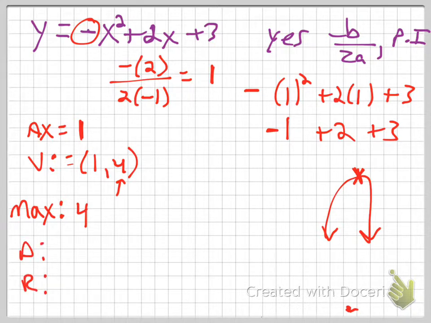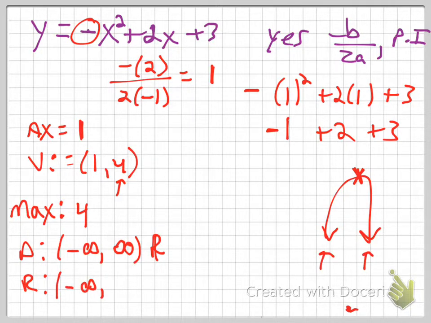Again, I can plug any x in, so it's negative infinity to infinity, or all reals. And my range, well, now there is no minimum. You can see my graph goes on and on forever in the downward direction. No minimum, but it has a maximum of 4. So y has to be less than or equal to 4.